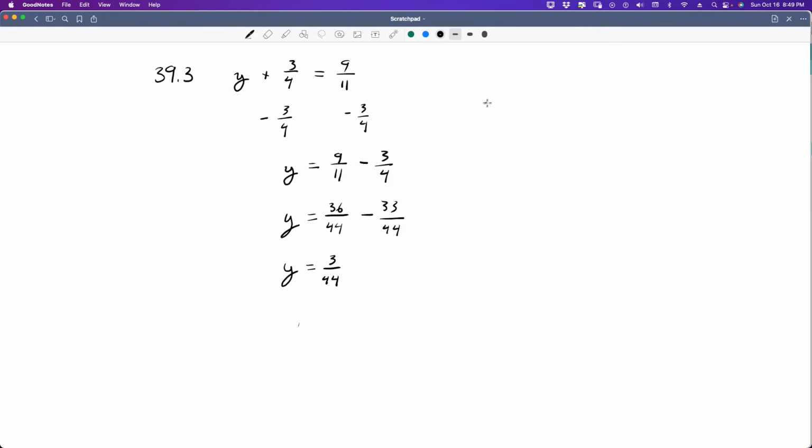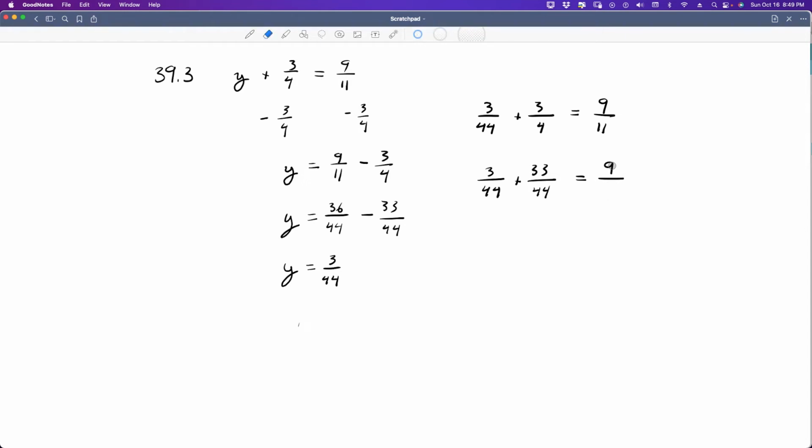So you can check that the same way we did the others. I'm going to sub it in for the y. 3 over 44 plus 3 over 4 is equal to 9 over 11. Let's see. All right, so first I've got to change this, and the way to change this is by multiplying. This is 4 times 11, so I need to multiply this by 11. So 3 over 44 plus 11 times 3 is 33, and 11 times 4 is 44. All right. So I'm going to go ahead and combine this.